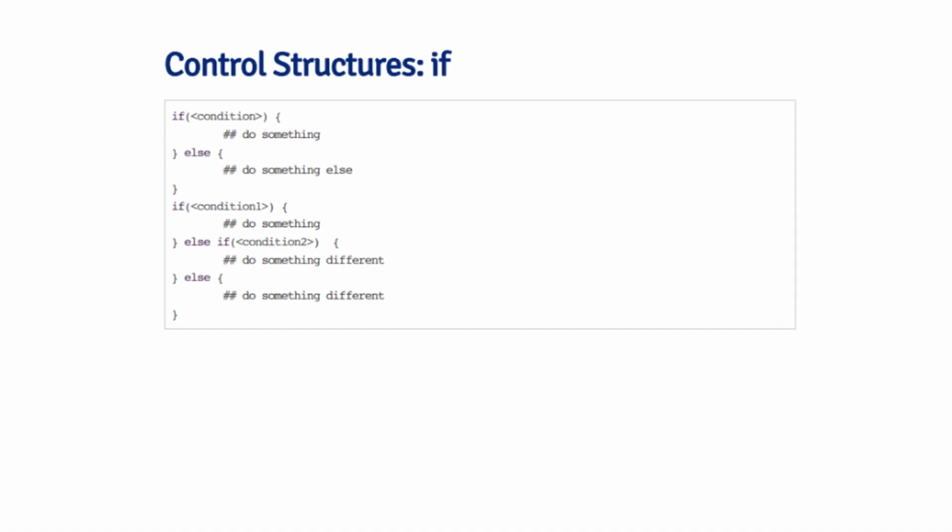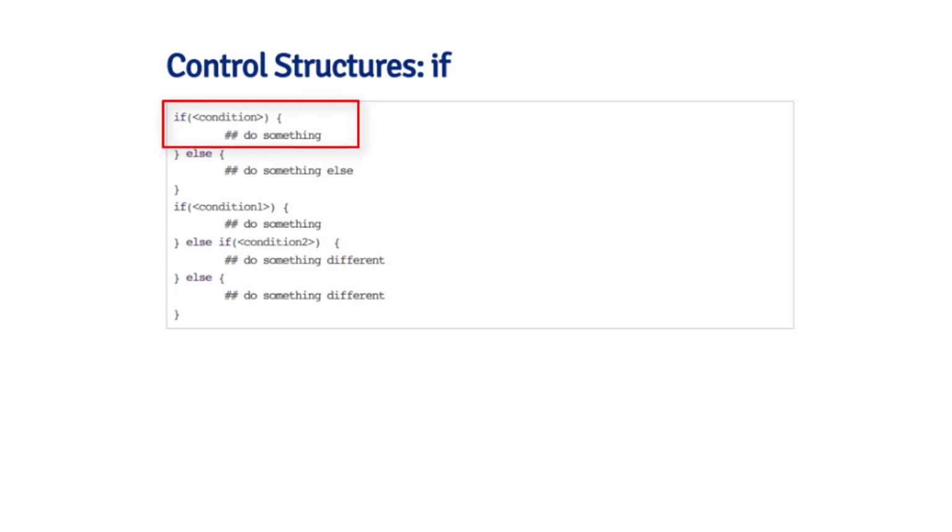So the first structure is if. The if combined with else allows you to test logical conditions and let the R program do something depending on whether that condition is true or false. If the condition is true, then you do something, else you do something different. That's the typical kind of construct. The else part is optional, so you could just have an if statement to do something if something is true, but you can have the else part if you wanted to do something alternatively.